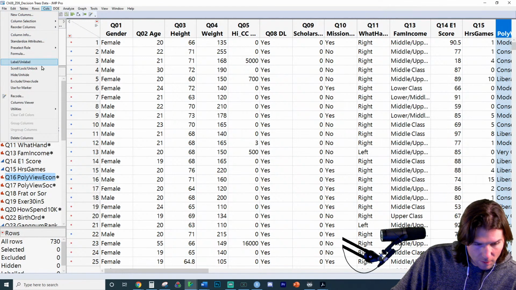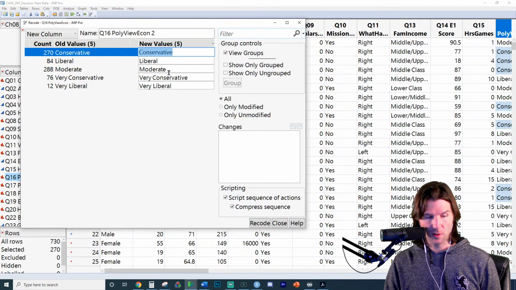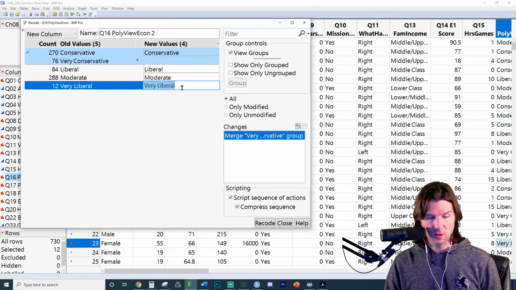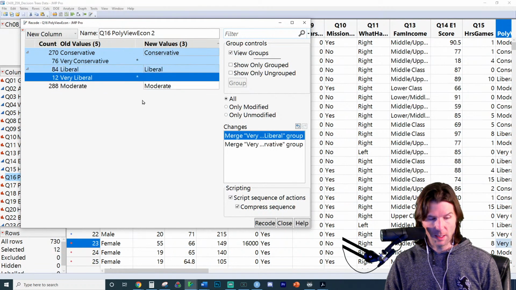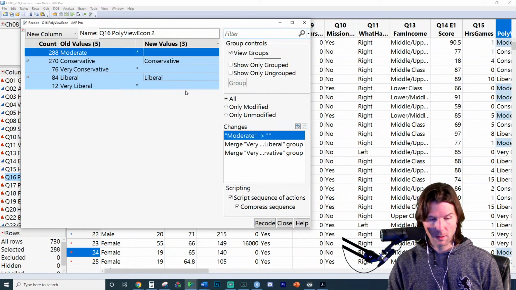Where's recode? Recode. There we go. We're going to call this person conservative. This person's conservative. This person's liberal. And I think, can we remove the moderate? Have no values now? Good. Well, I could have done it the other way.